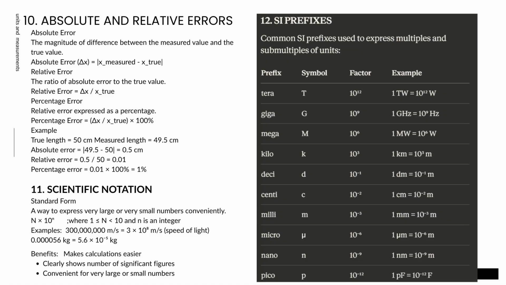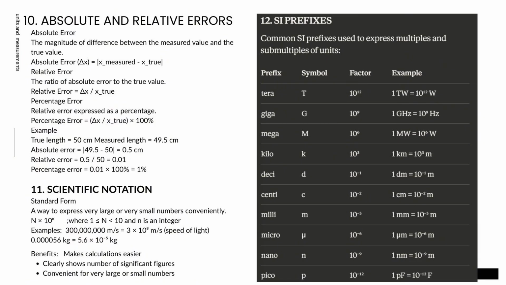Example: 300 million to standard form. So you just imagine that there is a point at the end of the last 0. Then you move it back, counting the number of times you go back till it reaches the first number. So that is 1, 2, 3, 4, 5, 6, 7, 8. So we have 3.0 times 10 raised to power 8 meter per second. So when you are going back, it is raised to power positive.